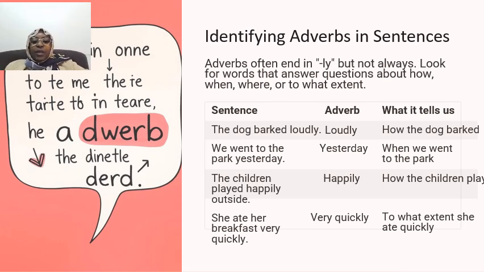So now let's identify adverbs in sentences. How can we know the adverbs in sentences? Adverbs often end in ly, but not always. Look for words that answer questions about how, when, where, or to what extent. So, from the examples, everything is going to be clear.